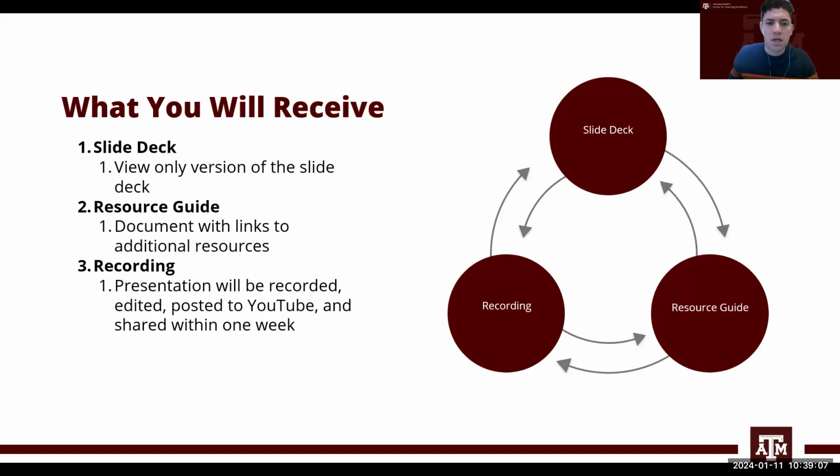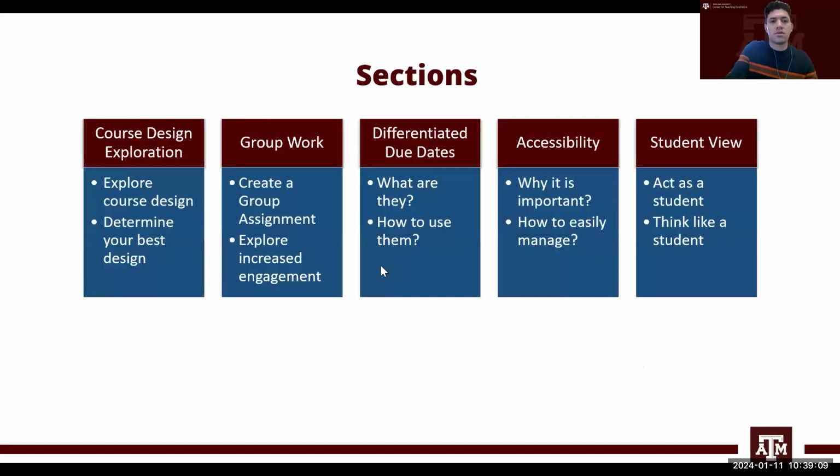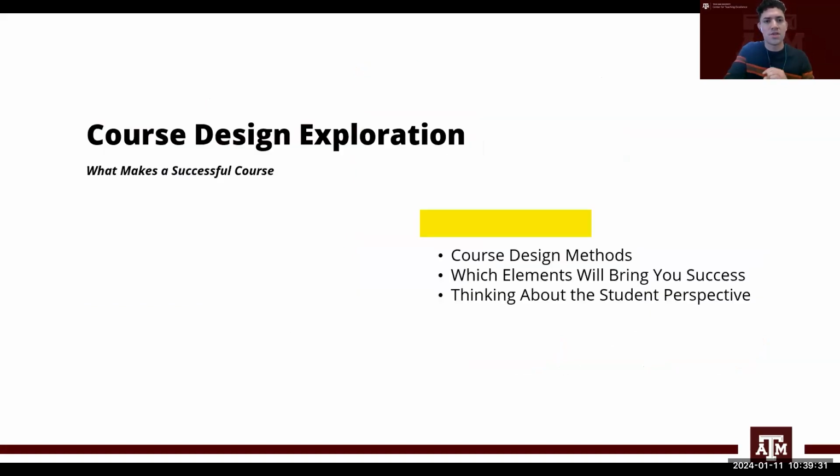All right. So here is an overview of how we're going to group this up. We're going to start with some course design exploration. Then we're going to dive into some strategies to ensure we're using Canvas for student engagement, for example, group work and differentiating due dates. We're going to look at some accessibility, and we're going to explore a course from the student view perspective. So let's begin with some course design exploration.